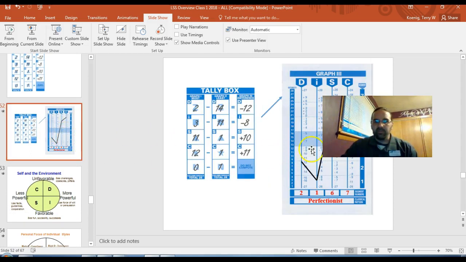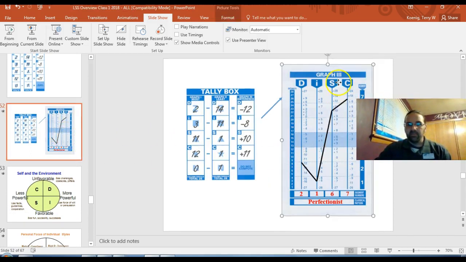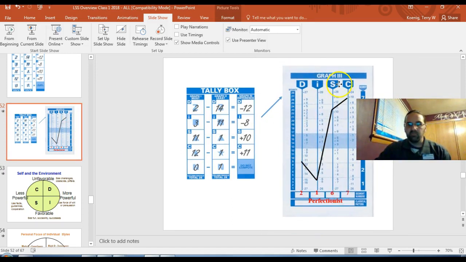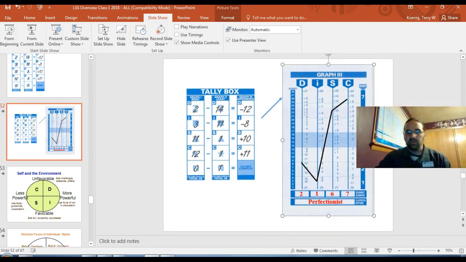Then you're going to score it. You're going to plot it on this graph 3. I'll move this over. Nope, can't do that. See, so you're plotting the negative 12, negative 8. See, each one doesn't have the same scale. See how negative 8 is below negative 12? D and I do not have the same scale. S, positive 10. C, positive 11. So you're going to go by your peak, what you gravitate towards.